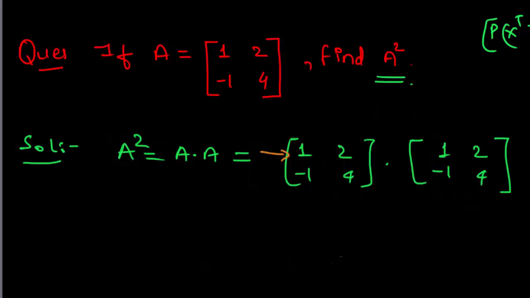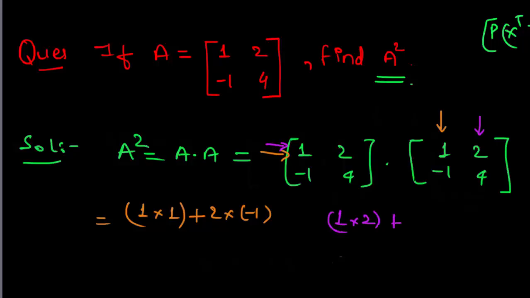Take the first row of the first matrix and the first column of the second matrix and multiply the corresponding elements. So 1 is multiplied with 1, you will get 1 into 1, and 2 is multiplied with minus 1, so 2 into minus 1. Add these two values, so 1 into 1 and 2 into minus 1. Simple. Similarly, now take the first row and the second column this time. So 1 into 2 plus 2 into 4.